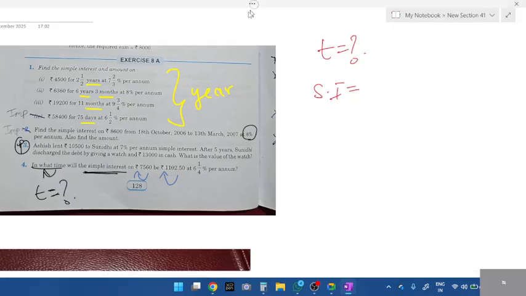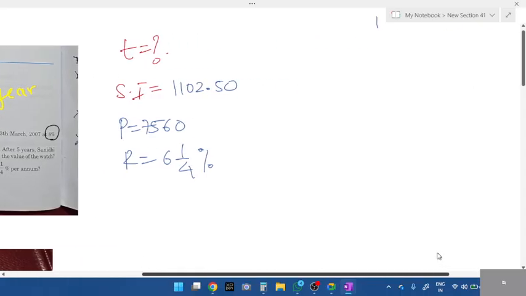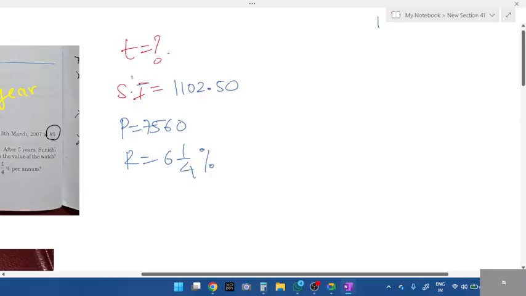Now look at this question. Time we need to find. What is simple interest? 7,560 or 1,102? Which is greater? Respond, all of you. 7,000 is greater, right? So that is principal. And what is simple interest? 02.50. What is the rate, students? Rate is 85 by 4. Good. Simple interest is given, PTR value is given. We need to find T. There's only one formula. Write that formula.